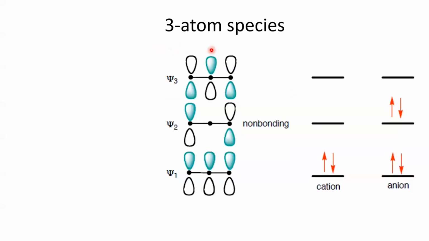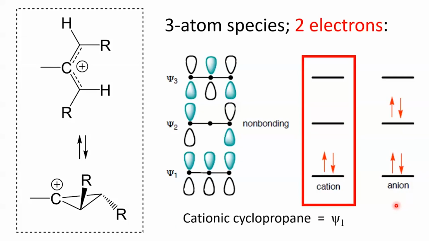So given we're looking at a 3-atom species, we can look at the orbital configuration of the pi orbitals as we start to add electrons into them. And for a cationic propane species, we're dealing with 2 electrons, which populates this psi1 lowest energy configuration of pi orbitals. The reaction is shown over here on the left, specifically entailing 1, 2, 3 carbon atoms.